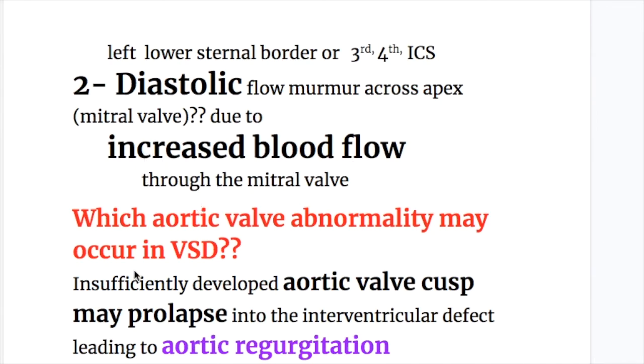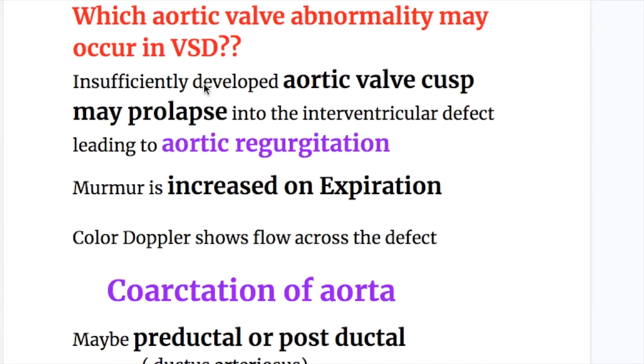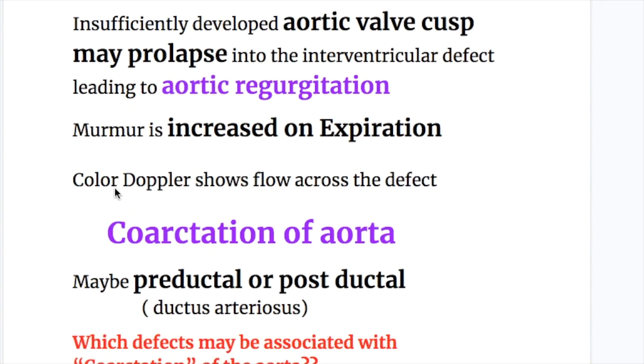Which aortic valve abnormality may occur in VSD? Insufficiently developed aortic valve cusp in VSD may prolapse into the ventricular septal defect, leading to aortic regurgitation. So aortic regurgitation may occur in VSD because of insufficiently developed aortic valve cusp that may prolapse into the defect. Murmur is increased on expiration, and the color Doppler shows flow across the defect.